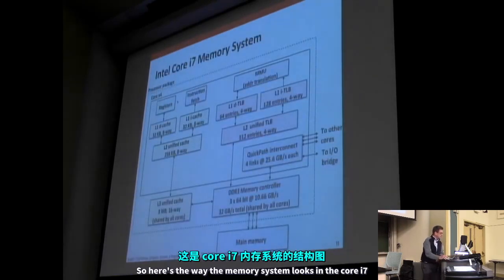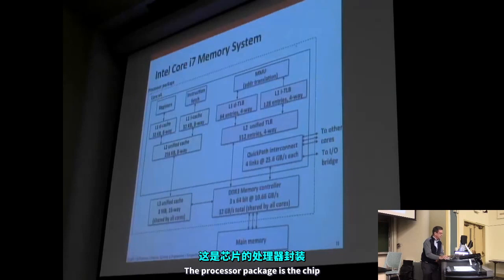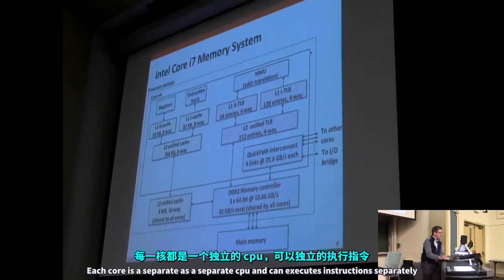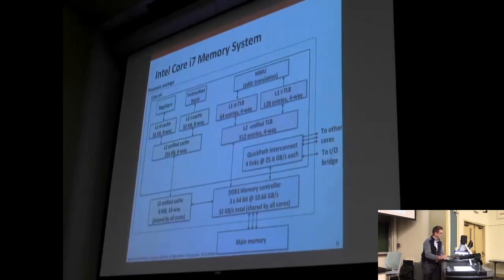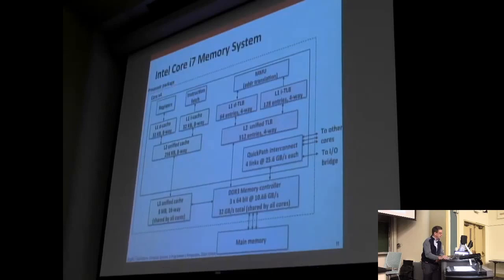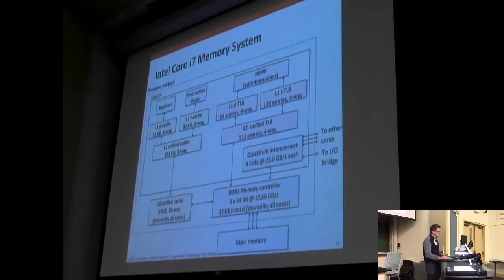So here's the way the memory system looks in the Core i7. The processor package is the chip. And then there are 4 cores in this package. Each core has a separate CPU and can execute instructions separately. Each of these cores has a register file, and then some hardware that fetches instructions.